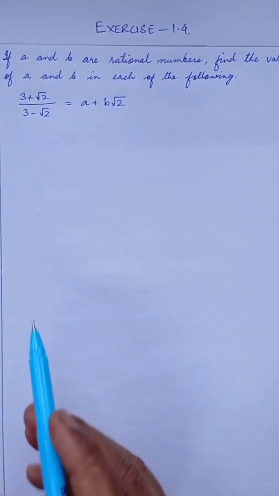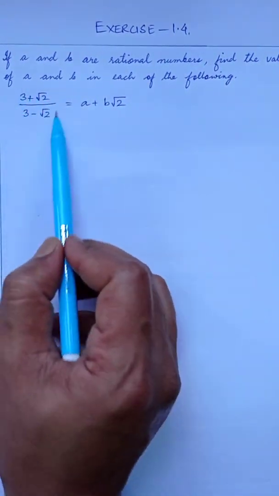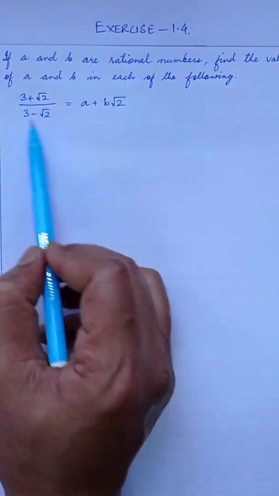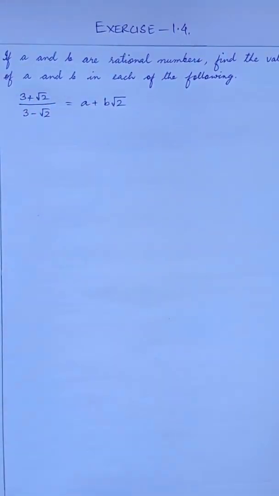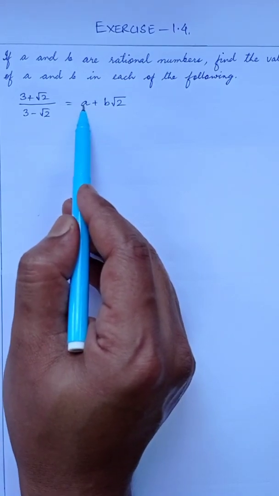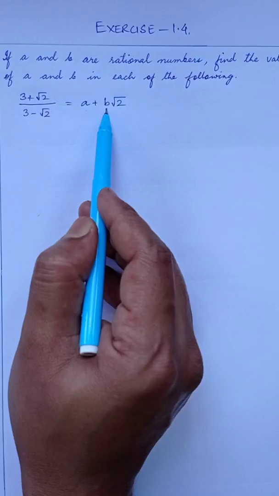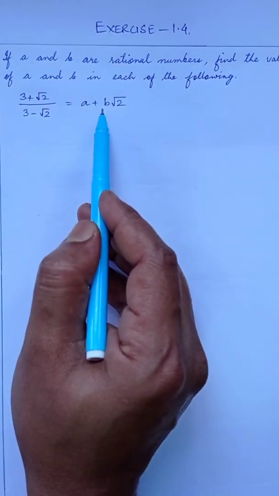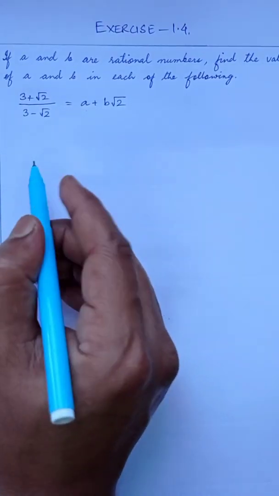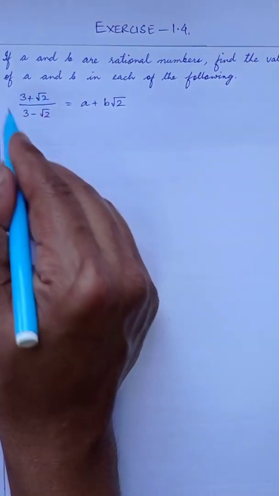So as you can see here we have a number given, a fraction, and it is equal to a plus b root 2. The simplified form, or the rationalized form, is a plus b root 2. So what will be the value of a and what will be the value of b? It is quite similar to the previous question which we had solved. So we'll just start. First of all, we'll take the left hand side.